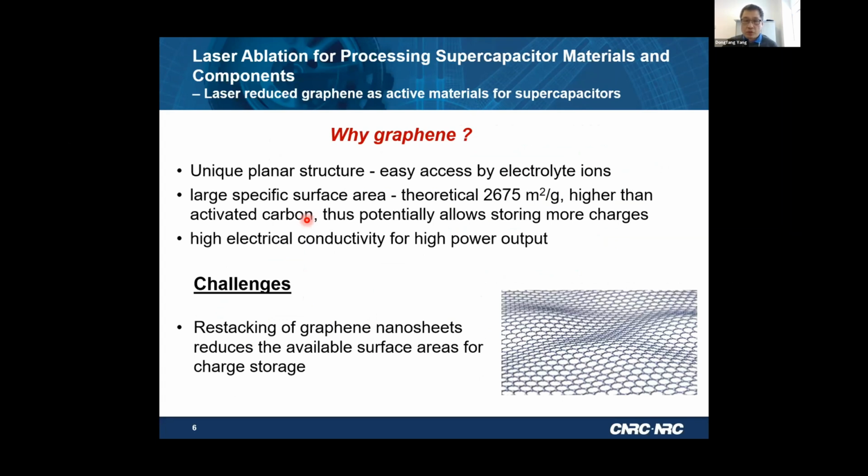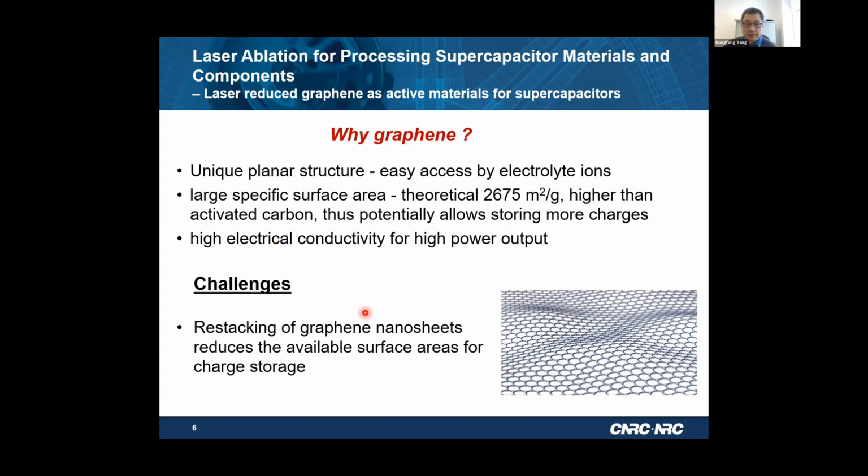So then we talk about why graphene, because there is so much research on graphene now, and why we use graphene for supercapacitor applications. In theory, graphene has a planar structure, so ions can easily stay on the surface and can come off very quickly. It's not like activated carbon, where there are channels and ions have to take time to diffuse inside the material and then come out. This is just like a piece of paper; charge sits on the surface and can come and go very quickly. Second, it has a theoretical surface area of over 2,675 square meters per gram, which is much higher than commercially used activated carbon, therefore allowing more charge to be stored. And graphene itself is also a very good electronic conductor.